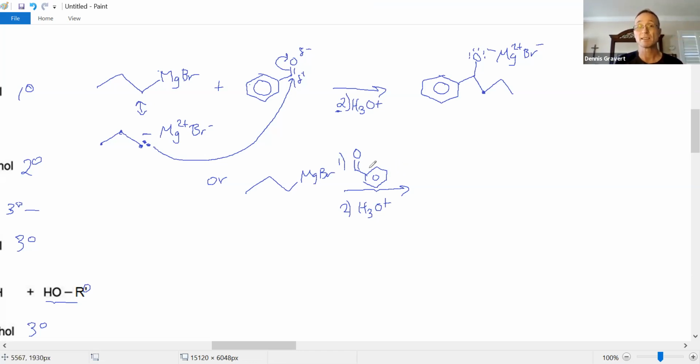Reaction number 1, aldehyde reacts with the Grignard. Reaction number 2, throw an acid into the product mixture. And you can say, oh yeah, Dennis, here's the mechanism. These electrons that are actually the lone pair, this covalent bond, those electrons are actually going to bump up the pi bond.